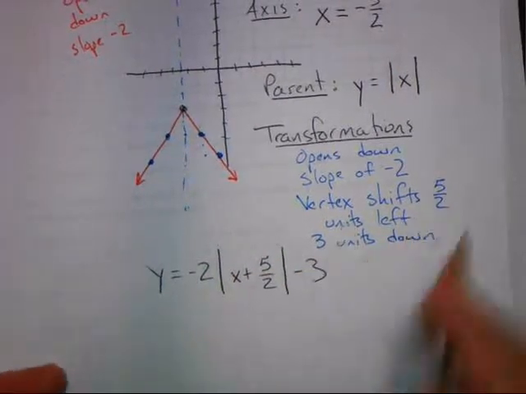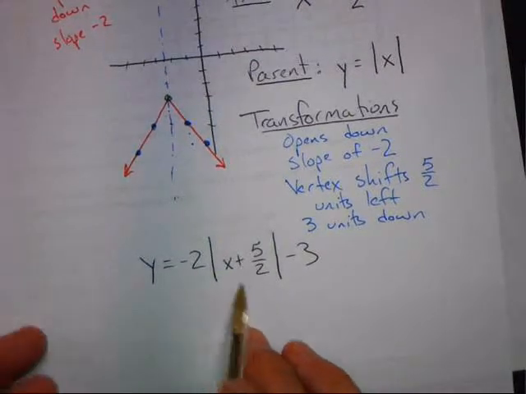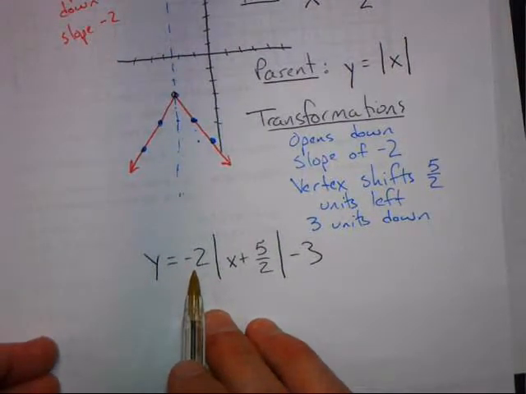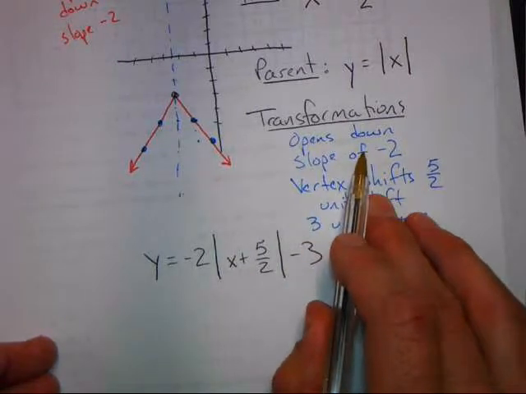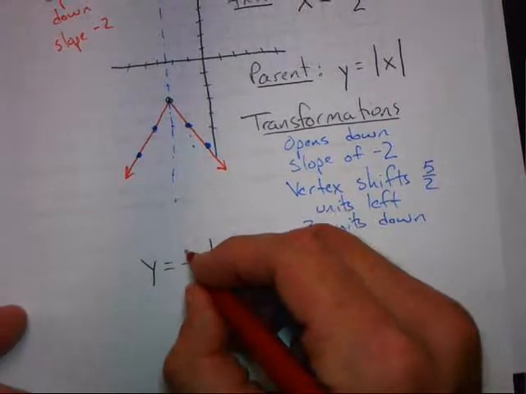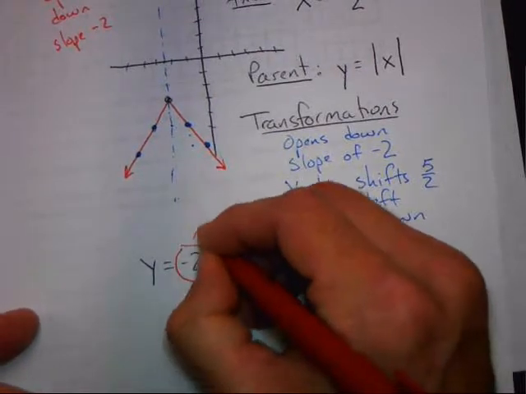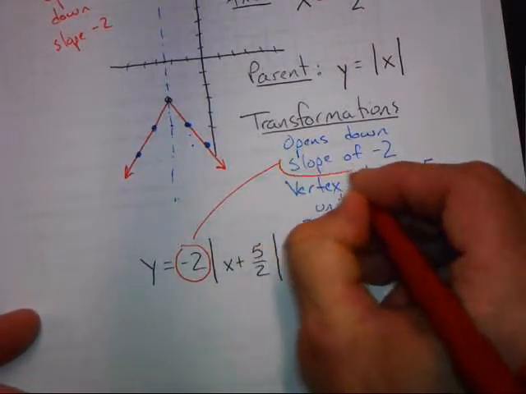We have our equation in vertex form. Notice the a. A is negative 2. What does that mean? That means it opens down, has a slope of negative 2. So we see our a corresponds to these two transformations.